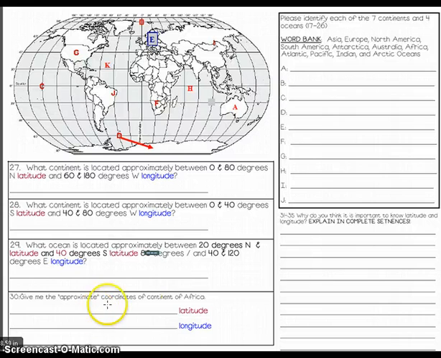30. Give me the approximate coordinates of the continent of Africa. You need to tell me the latitude lines and the longitude lines.